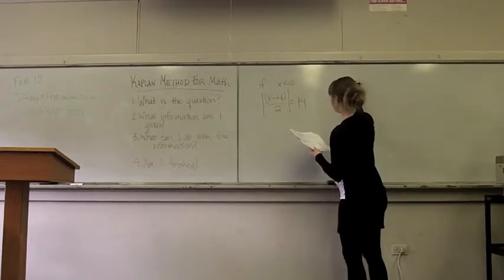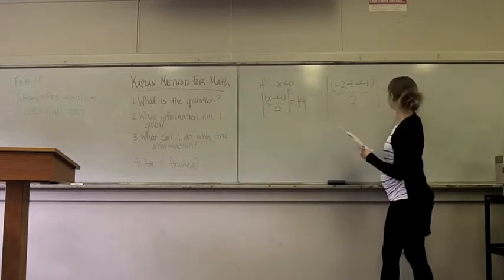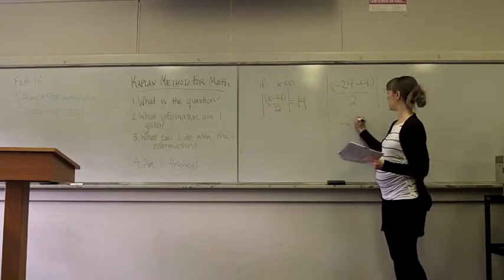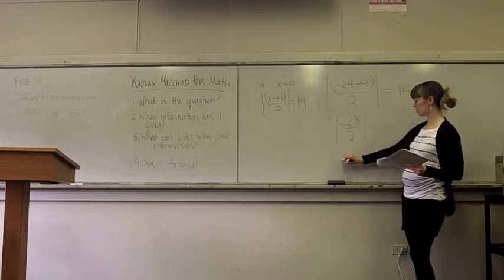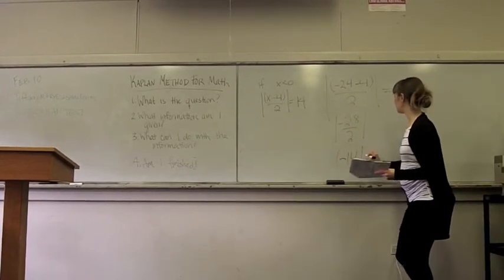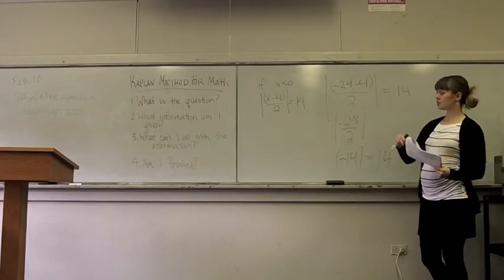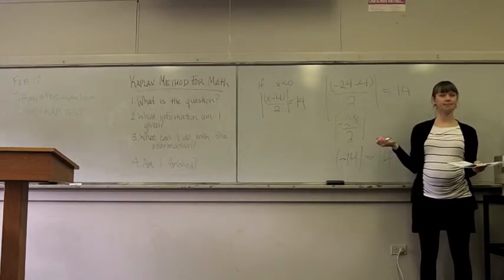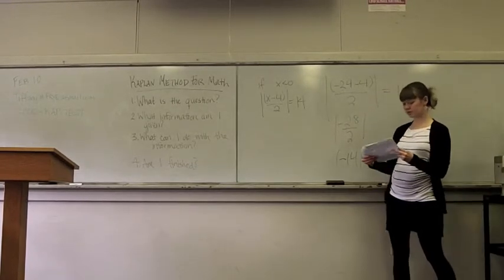If we put -24 in there, absolute value, 14. So -24 minus 4, what's that? -28. And then when we divide that, what do we get? Yeah, -14. And we know that the absolute value of -14 does in fact equal 14. And like Mark said, we were looking for x. So are we finished? Did we find x? Yeah, we found x. So the answer is A, -24.